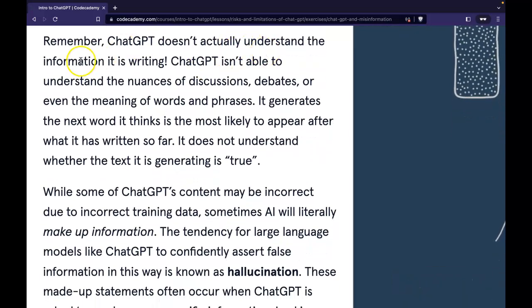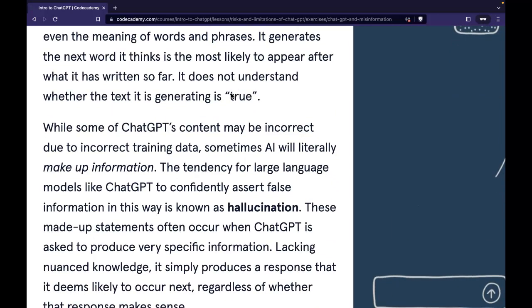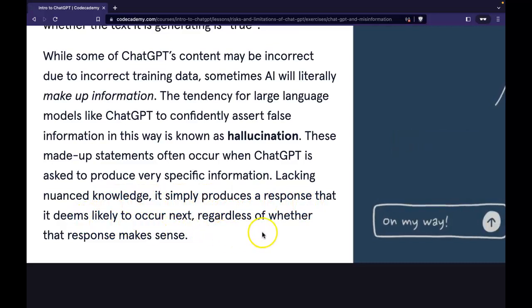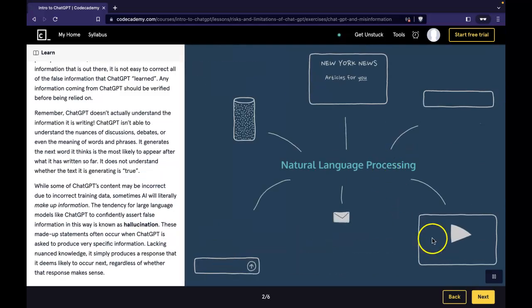Remember, ChatGPT doesn't actually understand the information it is writing. ChatGPT isn't able to understand the nuances of discussions, debates, or even the meaning of words and phrases. It generates the next word it thinks is the most likely to appear after what it has written so far. It does not understand whether the text it is generating is true. While some of ChatGPT's content may be incorrect due to incorrect training data, sometimes AI will literally make up information. The tendency for large language models like ChatGPT to confidently assert false information in this way is known as hallucination. These made-up statements often occur when ChatGPT is asked to produce very specific information. Lacking nuanced knowledge, it simply produces a response that it deems likely to occur next, regardless of whether that response makes sense. Let's go ahead and hit next.